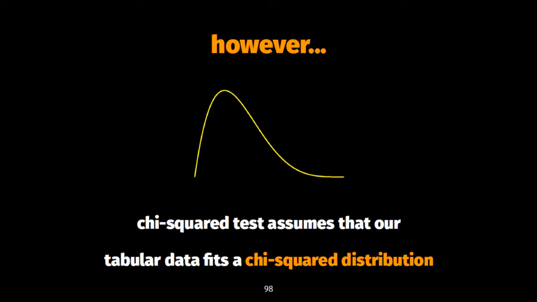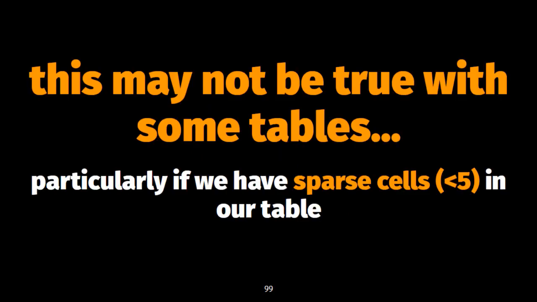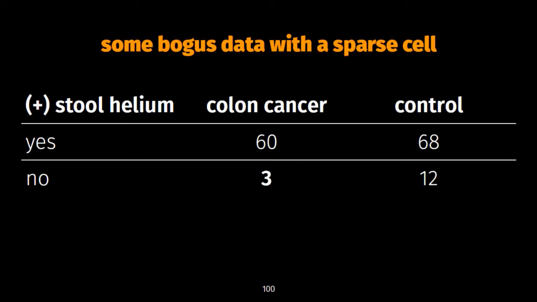Well, what can go wrong with this? So far, if we're doing a chi-square statistic, we're assuming that our data in this table follows a chi-square distribution, but that may not be true. Sometimes they can veer wildly away from that. For example, if you have a cell in your 2x2 table that's less than 5, I've constructed one for you here. Here's this totally made up bogus data trying to associate stool helium levels with colon cancer. And notice there's a cell there that's less than 5, a lot less than 5.